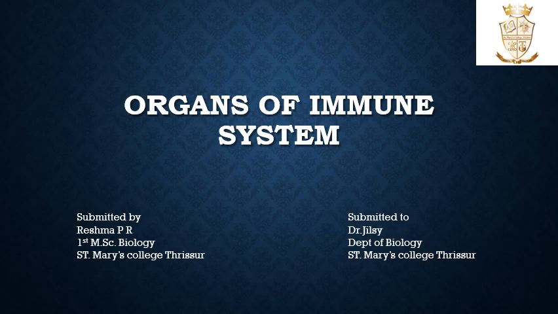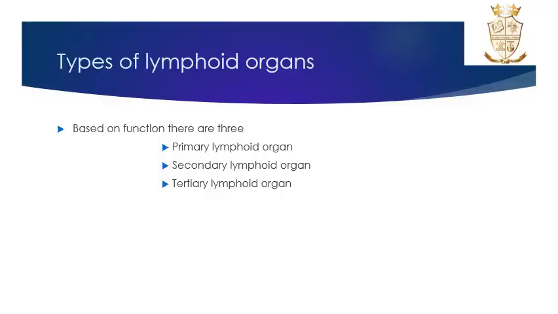Students, we are going to discuss the organs of the immune system. Based on the function, there are three types of lymphoid organ. They are primary lymphoid organ, secondary lymphoid organ, and tertiary lymphoid organ.